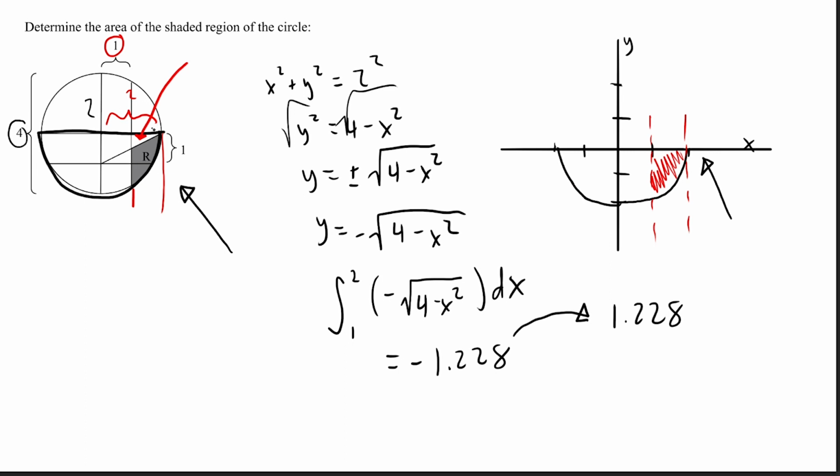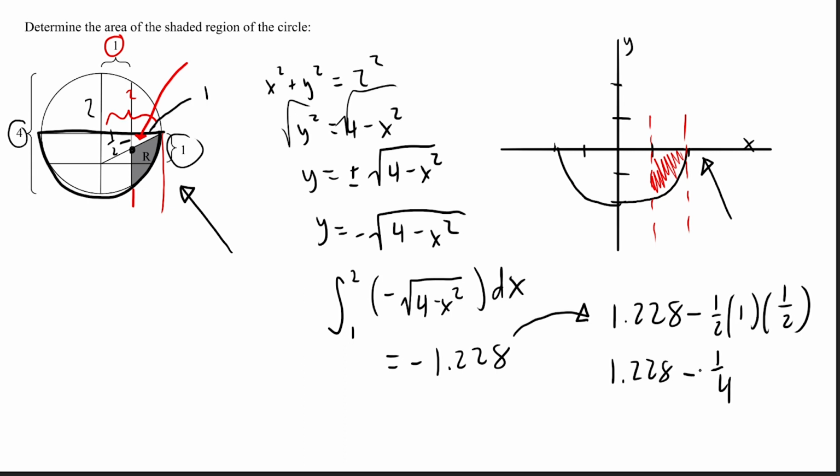And so now all we have to do is subtract out the area of the little triangle. The base of the triangle, this length here, is going to be 1, since this entire length is 2, and this length is 1. And then this length right here is going to be 1/2, since this entire length here is 1, and this is going to be half of that length. And so we're going to subtract 1/2 times base 1 times height 1/2. And so that's going to be 1.228 minus 1/4, which yields 0.978. And that's the answer.